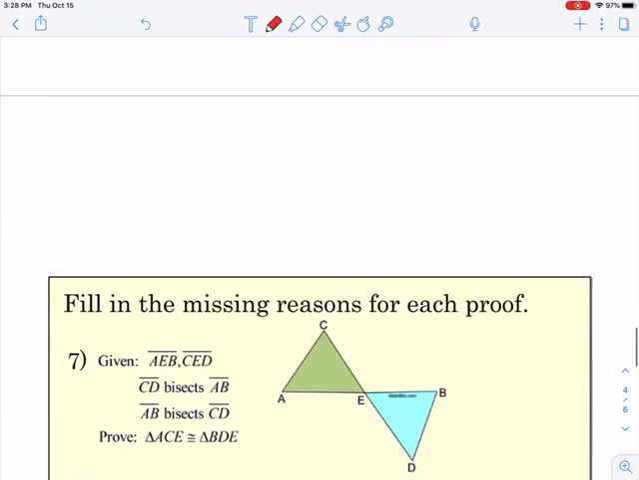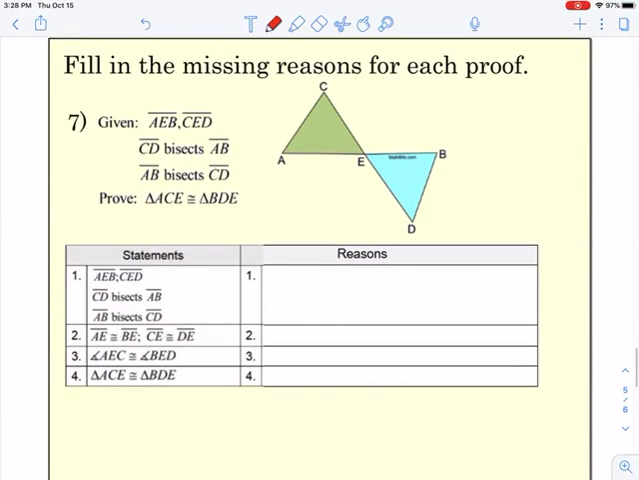So now let's see what this would look like inside of a proof. So we want to fill in the missing reasons for each proof. Okay, and again, the first thing that's going to go inside every single proof is always the given. So if you look at everything that's written here, notice that that's everything in step 1. So why do we know that that's true? Because it was given to us. Okay, and again, I'm going to start marking my picture with things that I know from my given, and then see what happens with step 2.